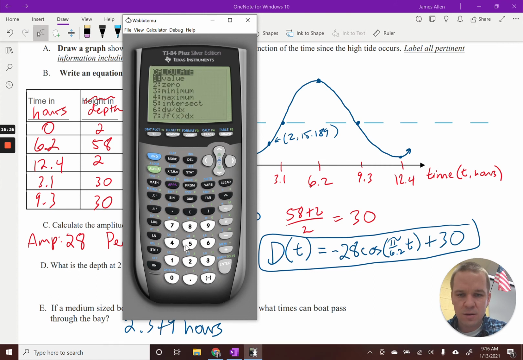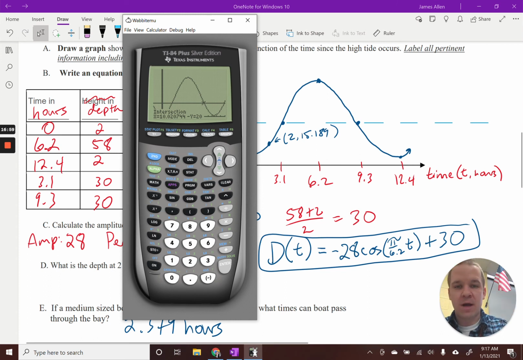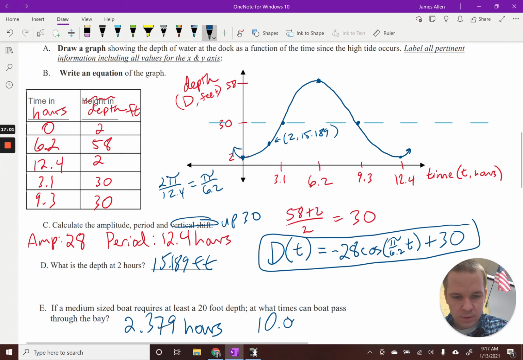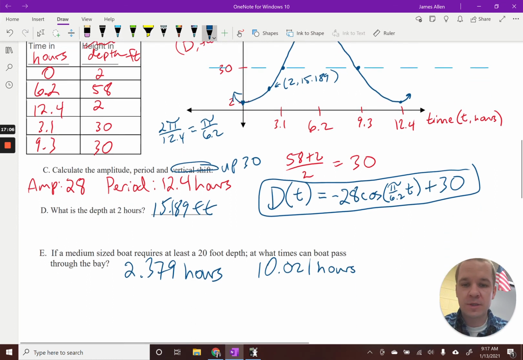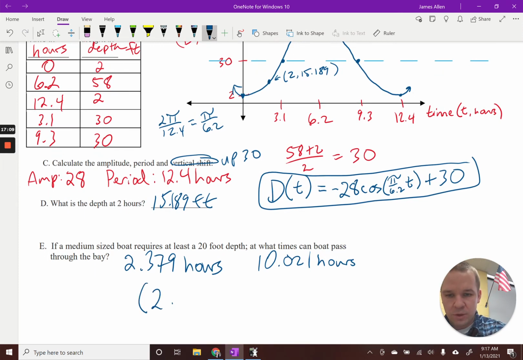Second calc, intersect. And then I just want to make sure I'm on that curve. So I'll show you what I mean. If I hit enter, enter, but then I arrow over closer to this one, it's going to select that one. Be hilarious if it didn't. It would look like I didn't know what I was talking about. So I've got 10.021 after I round. 10.021 hours.